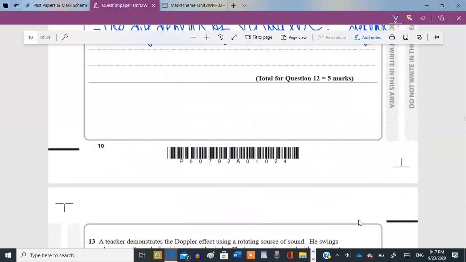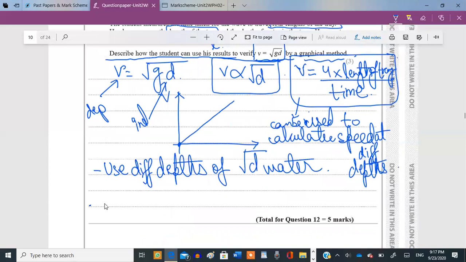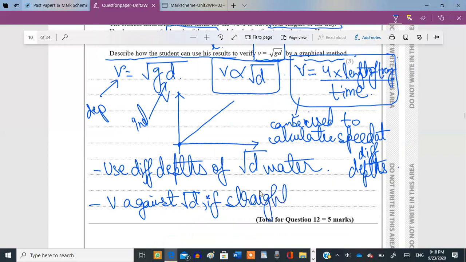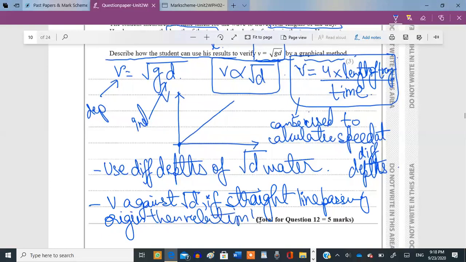Then once you have the depths and once you have the speeds, plot a graph of V against square root of D. If it's a straight line passing through the origin, then the relationship is confirmed. It's confirmed to be true in that case.